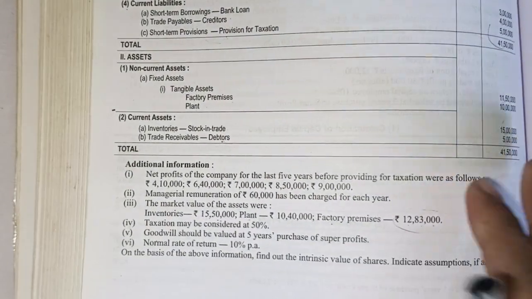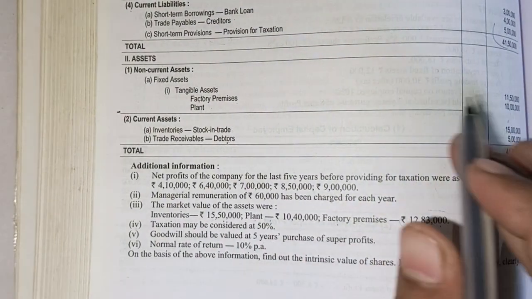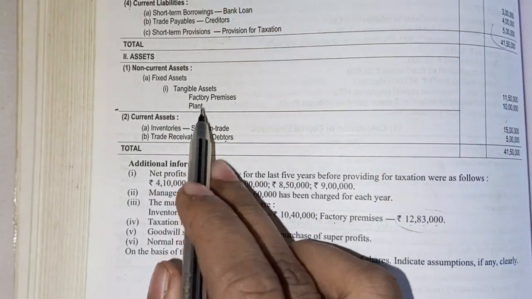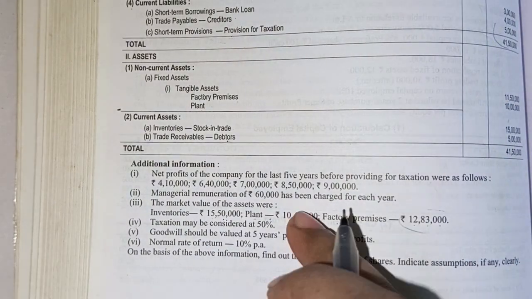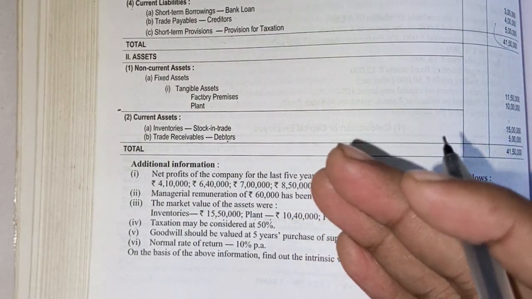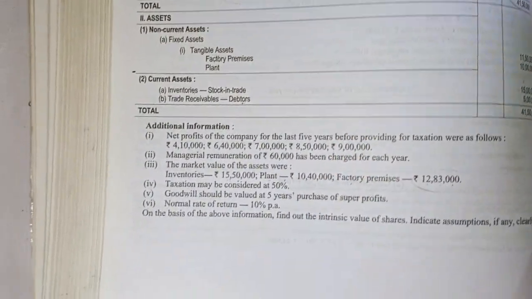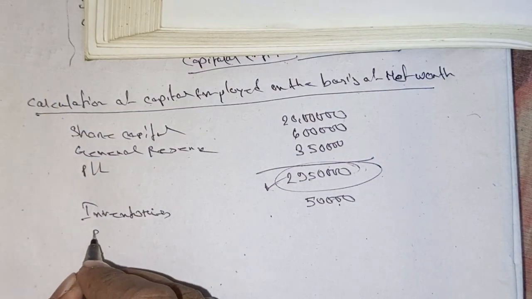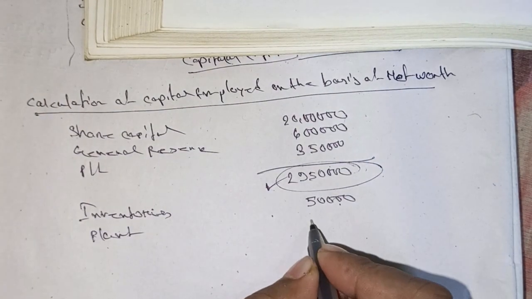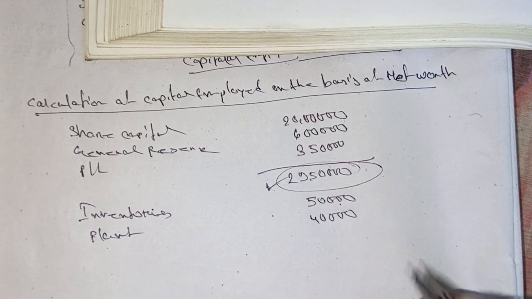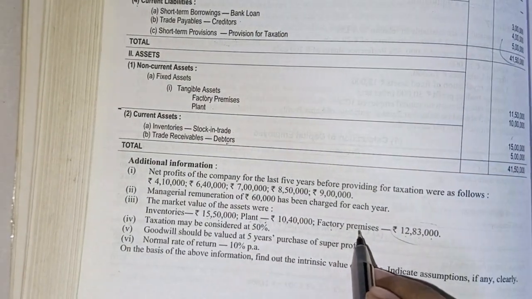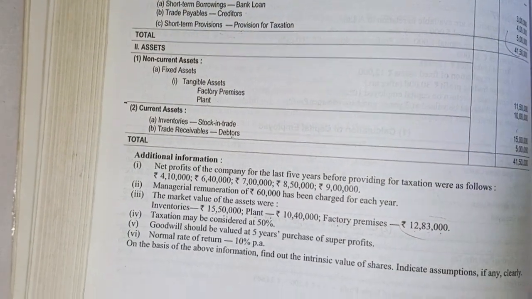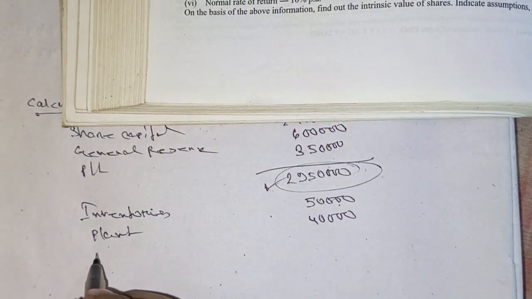Now plant, how much? Plant was 10 lakh, and now it has become 10 lakh 40,000. It means plant has increased by 40,000. Write it here: plant increased by 40,000. Then factory premises, 12 lakh 83,000. Write it: factory premises.